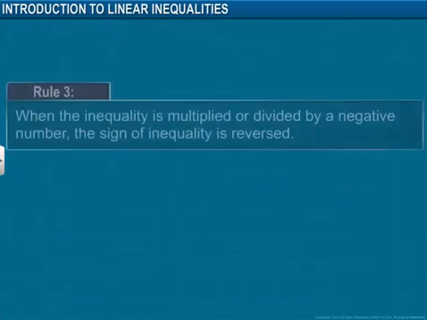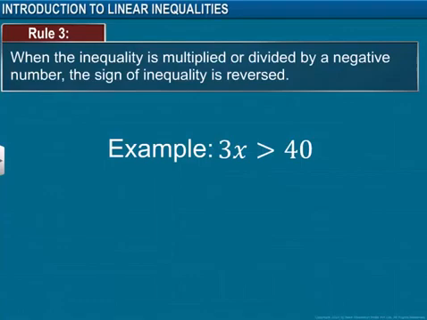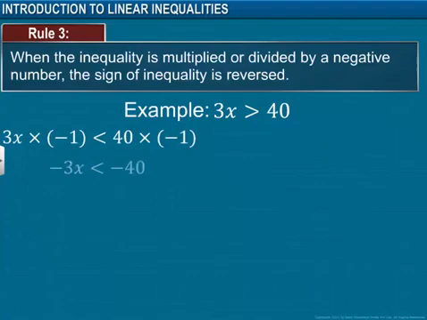It has to be noted that when the inequality is multiplied or divided by a negative number, the sign of inequality is reversed. Let's consider the example shown. Let's multiply both the sides of the inequality by -1. Similarly, the sign of the inequality changes when divided by a negative number on both the sides.